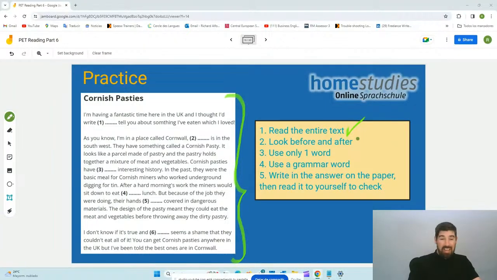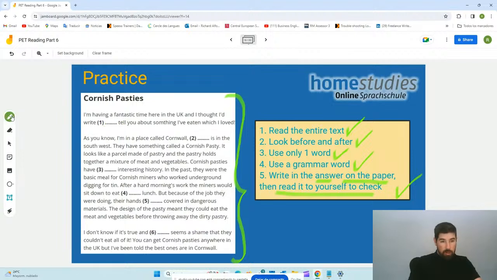So the next thing is you're going to start looking at the answers, looking at the before and after, and trying to think about what the grammatical structure is, so you can put your one word, your one grammar word in the gap. As I said, use only one word, use a grammar word. And once you've done it, write your answer on the paper right here, and then read it to yourself to check. So let's do the first one together.